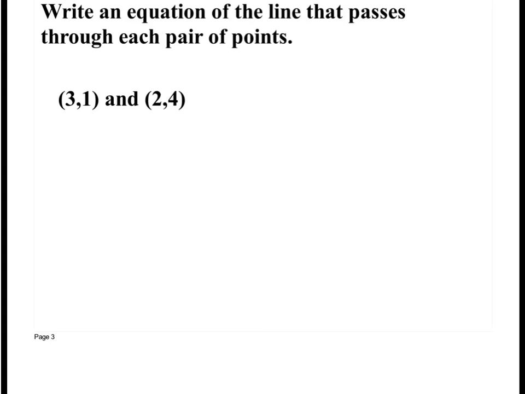You're supposed to write an equation of the line that passes through these pair of points. So instead of giving you the slope and the y-intercept, or the slope and a point, now they're only giving you 2 points. You have to come up with both, the slope and the y-intercept.